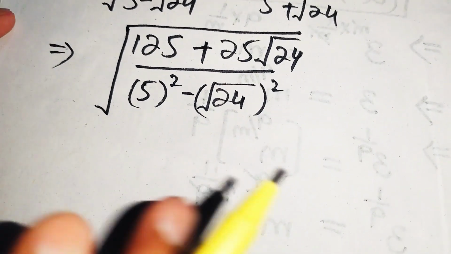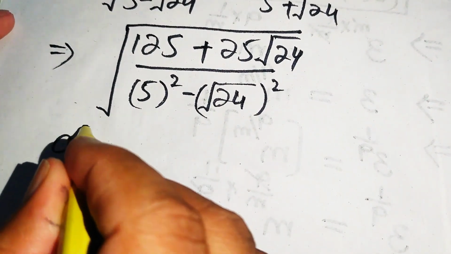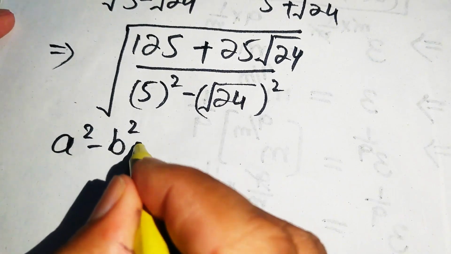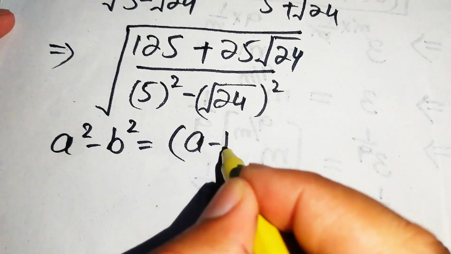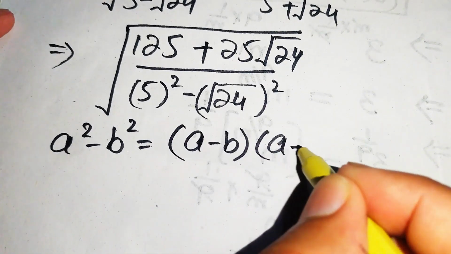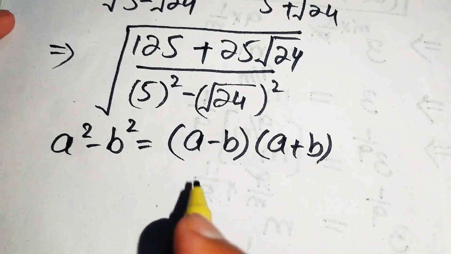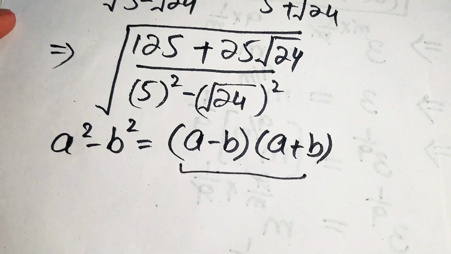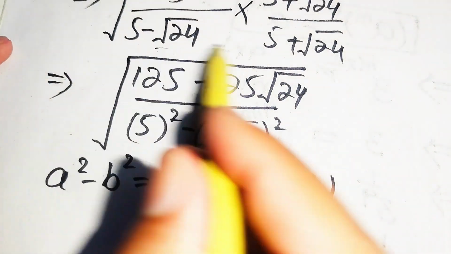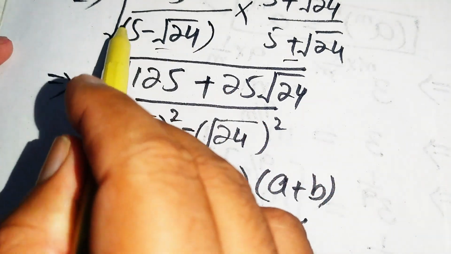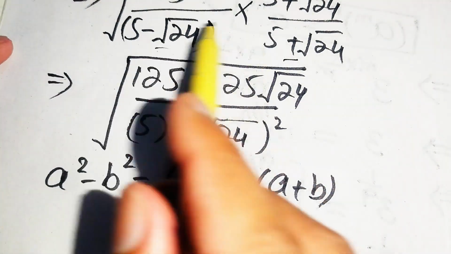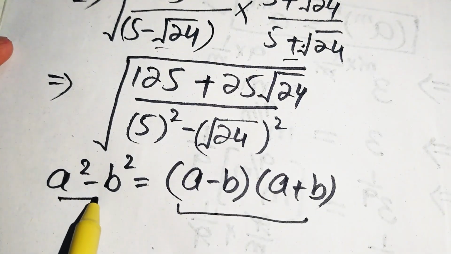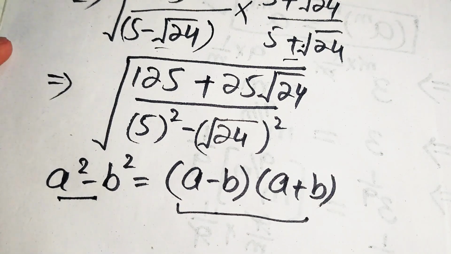Here in the denominator we use this nice square identity, a squared minus b squared equals a minus b times a plus b. So we have this form in the denominator when we multiply these terms, and when we combine these two terms, it will equal a squared minus b squared.